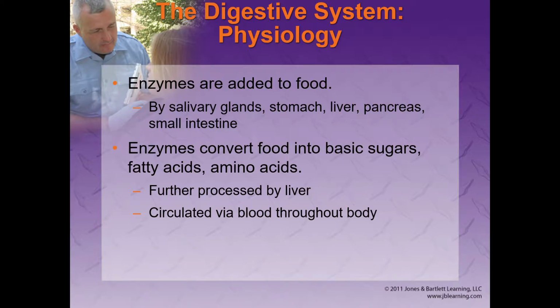The physiology of the digestive system. Enzymes are added to food by salivary glands. That's kind of the first area that it starts. Then by the stomach, the liver, the pancreas, and the small intestine. What enzymes do is they break food down into their basic elements. So basic sugars, fatty acids, amino acids, which then can be further processed by the liver and then circulated in the blood throughout the body.